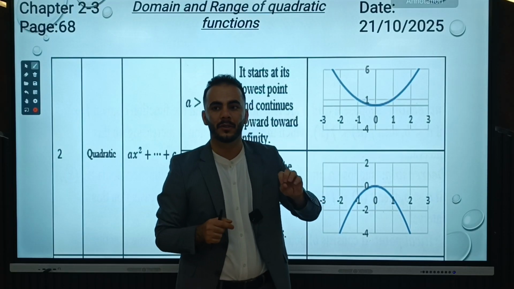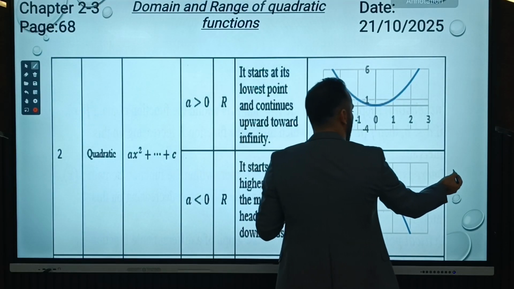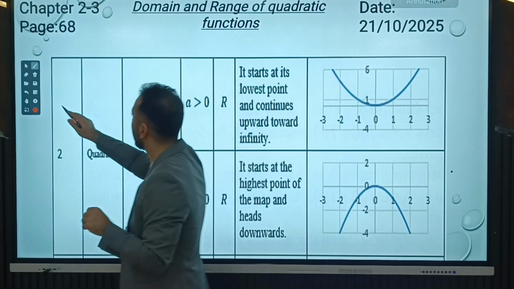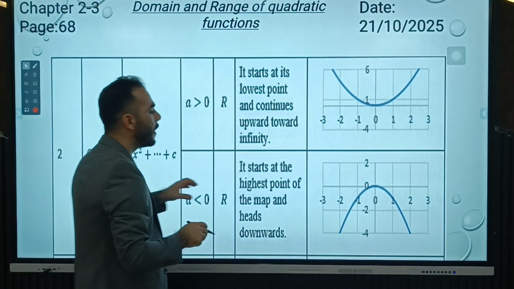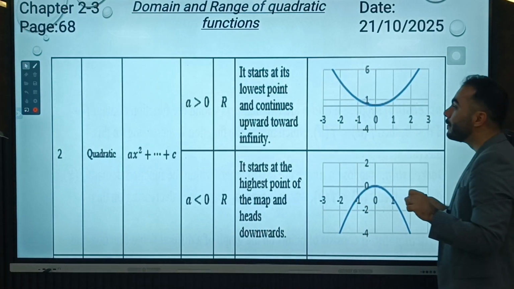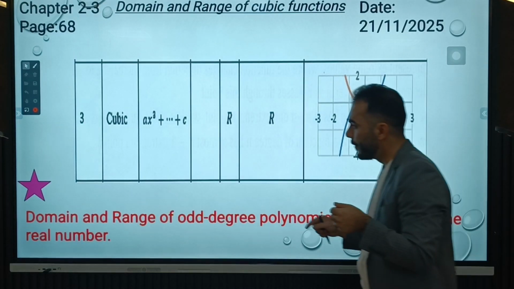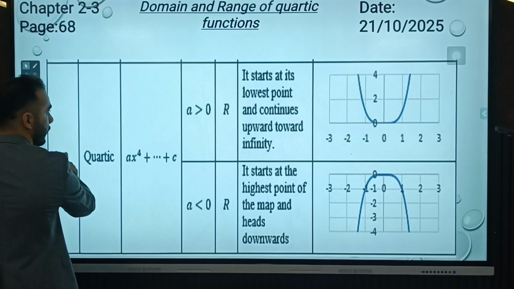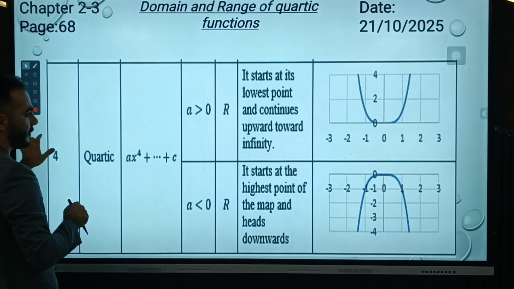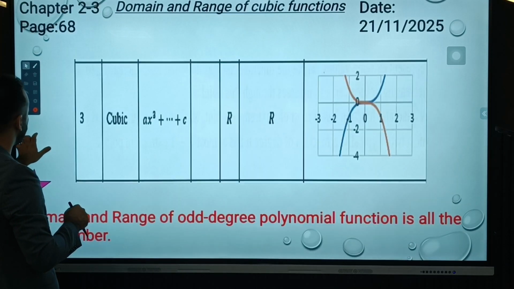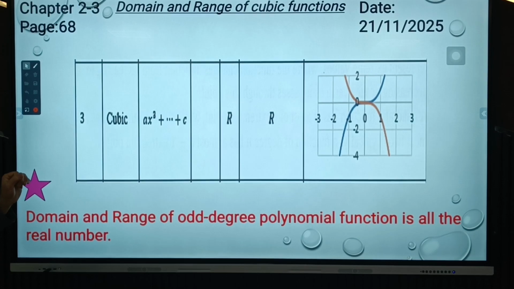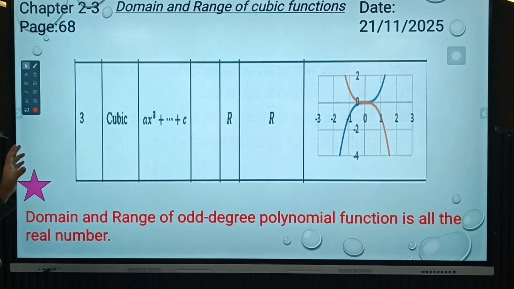Okay, let's move to the next function, see what we have. We have the cubic function. Let's just come back to the cubic function before we go to the quartic function. In the cubic function, by the way, these two are the graphs. So the blue one and the red one are both cubic function graphs.